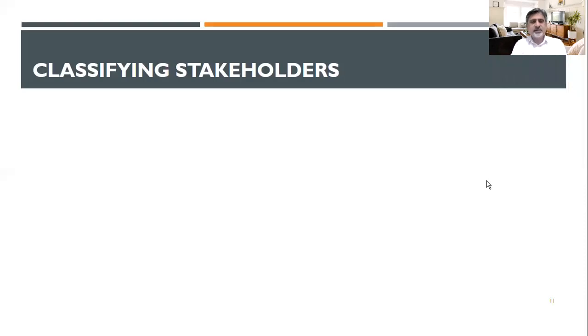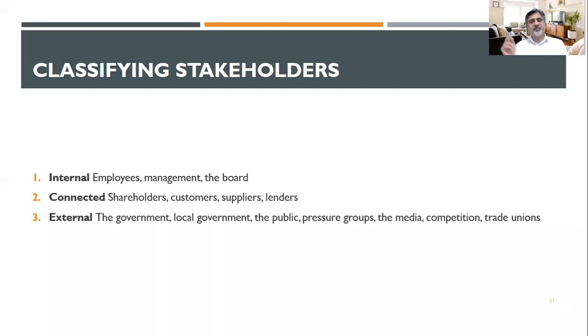So we stopped in this last lesson, which was classifying stakeholders. And we actually explained this. I'll just make a very quick note that we have three types of stakeholders. We call them internal, connected, and external. Internal were your sources of human resource, like employees and management. Connected stakeholders are sources of finance: your investors, shareholders, customers, suppliers, creditors, providers of finance. And then you have external stakeholders: the government, public pressure groups, community, etc.